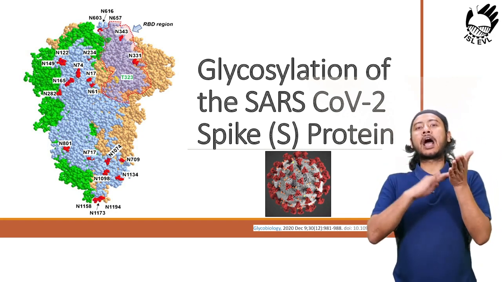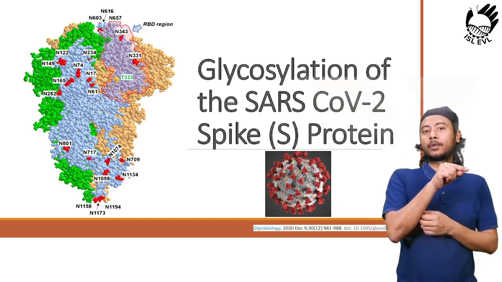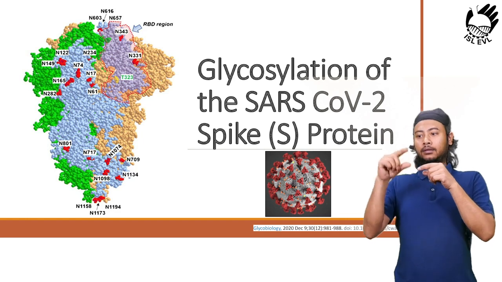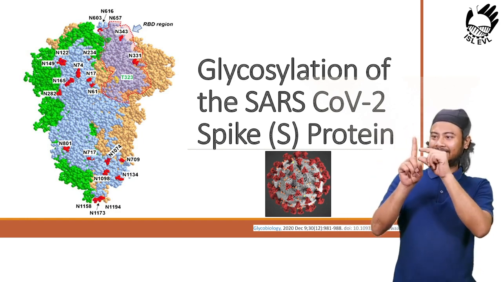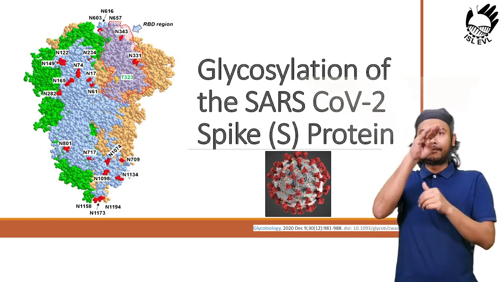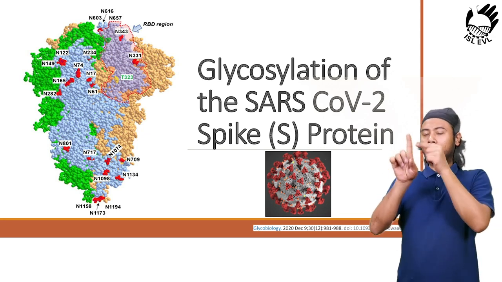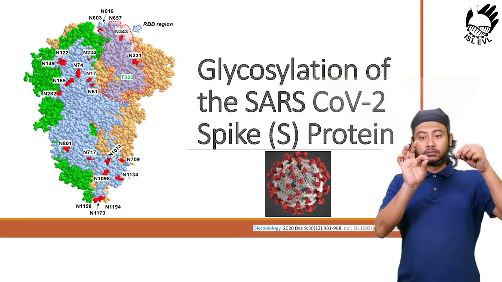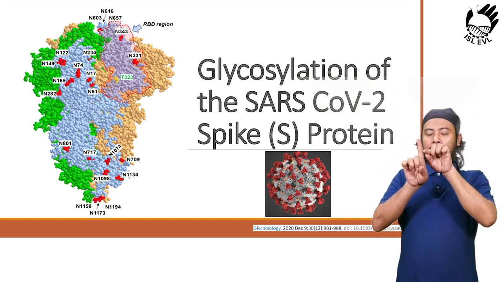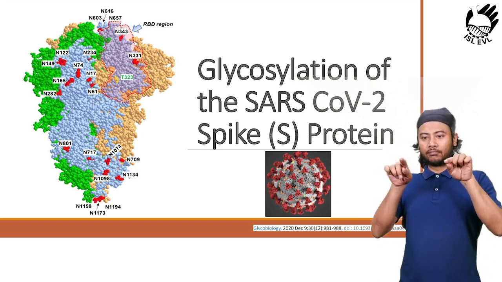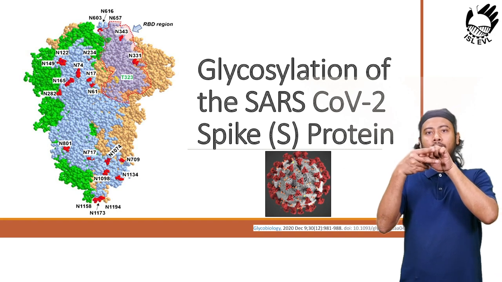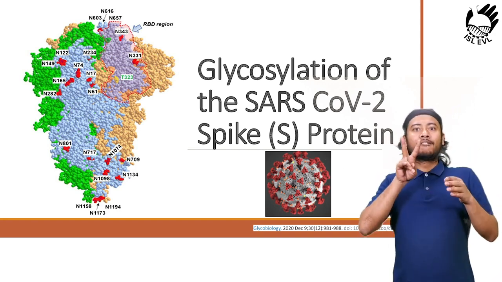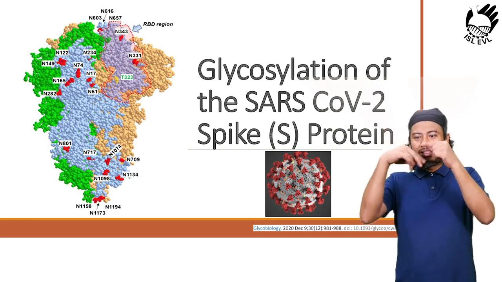Once this receptor binding domain or RBD binds with the host receptor, there is a cleavage site between subunit 1 and subunit 2. That is also called the furin cleavage site. This site will be cleaved by the host proteases on the host cell surfaces, and that will facilitate the entrance of the viral particles into the host.